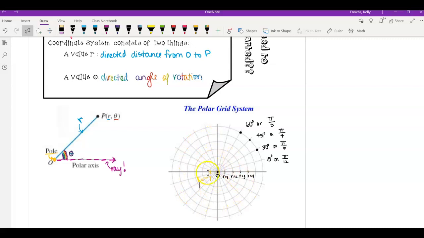They're all going to look exactly like this, where you can count for your r value 1, 2, 3, negative 1, 2, 3, and then you can do your circle theta distances around as your angle rotations.